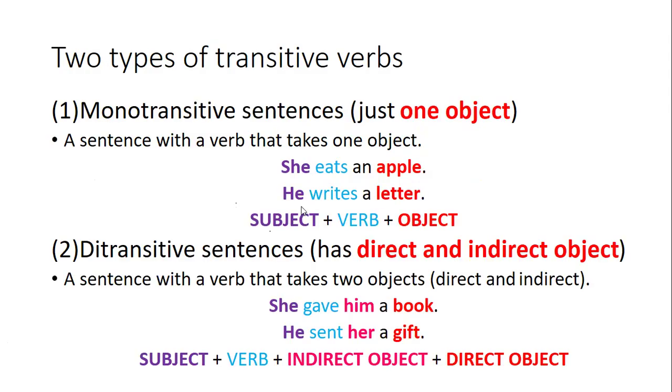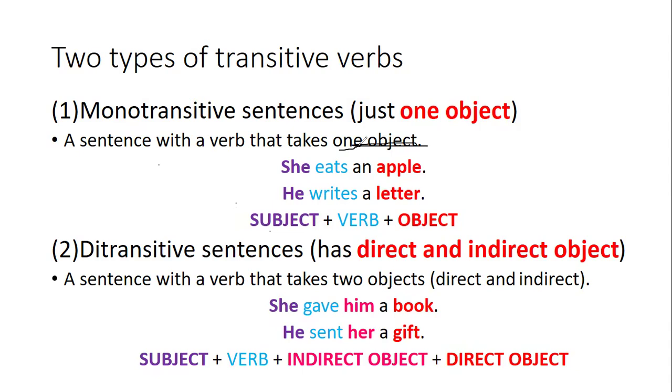There are two types of transitive verbs. Monotransitive verbs. Mono means just one. Ditransitive means there are going to be two. Mono means one, di means two. So in monotransitive sentences, just one object is going to be there. But in ditransitive sentences, there are going to be two objects, one direct object and the other one indirect object. Let's first proceed with monotransitive verb. A sentence with a verb that takes one object.